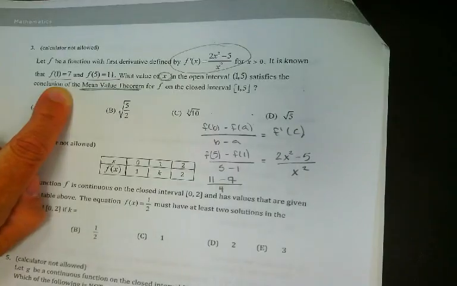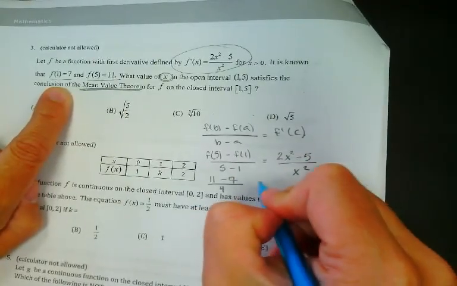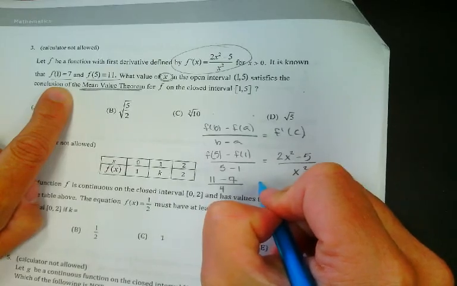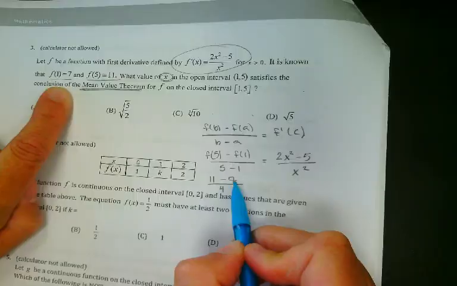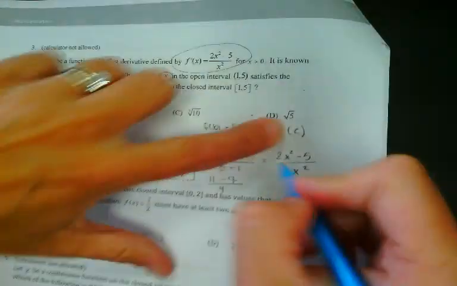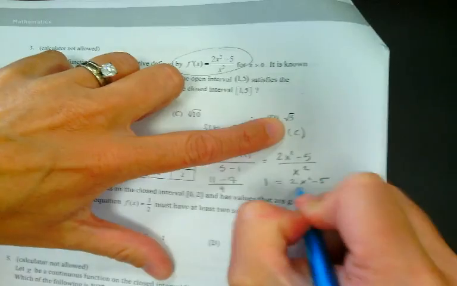What does that get me? 7 to 11 is 1. Does 1/4 sound good there? Am I losing my mind? 4/4. 7 to 11 is 4. 4/4 is 1. How about 1? 1 equals 2x squared minus 5 over x squared.